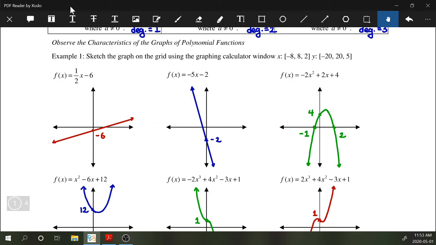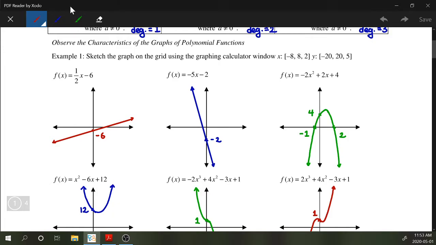What we have here are some sketches of graphs of polynomial functions of degrees 1, 2, and 3. These are done using graphing calculators or in some cases in Desmos. You can also just go ahead and try to graph these on Desmos, but these are already prepared, so we're just going to go through them quickly together.